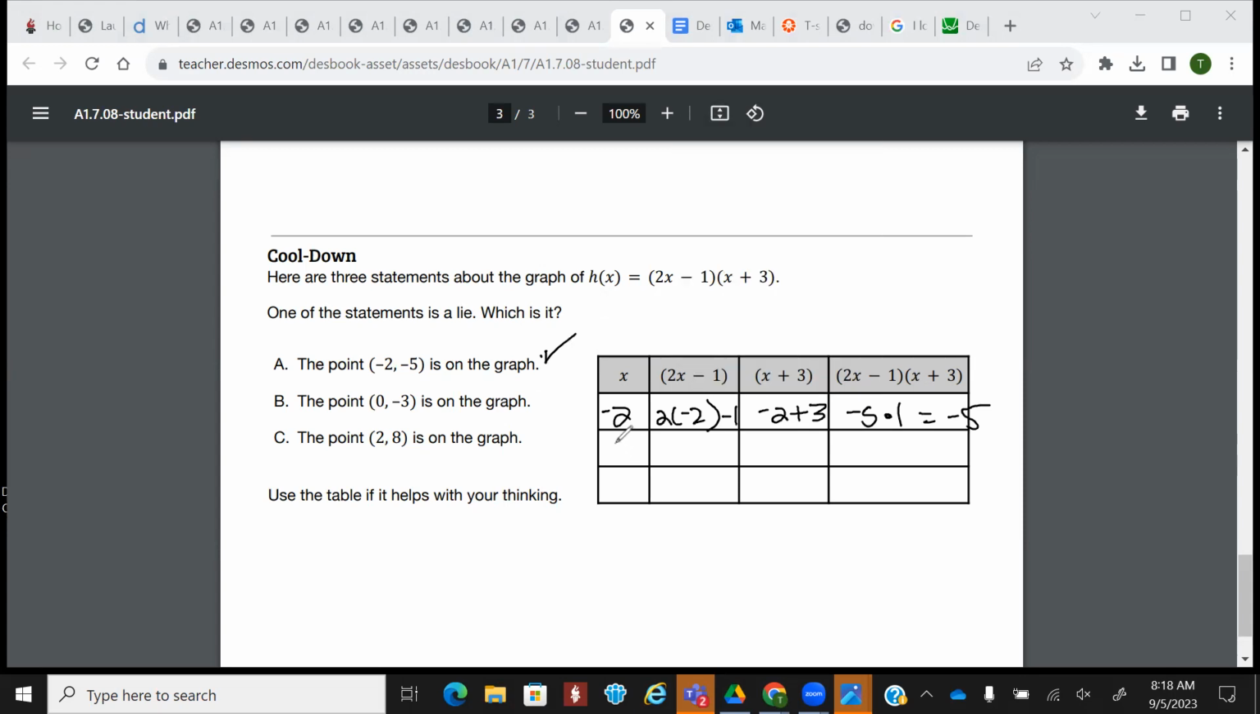On the next one, I'm plugging in 0. When I plug in 0 into this equation, I get negative 1 here. And over here, if I plug in 0, I get 3. So what's negative 1 times 3? Negative 3. So this one is correct. On the last one, if I plug in 2, this is going to give me 3 times 5. 3 times 5 is 15. This one is the lie.